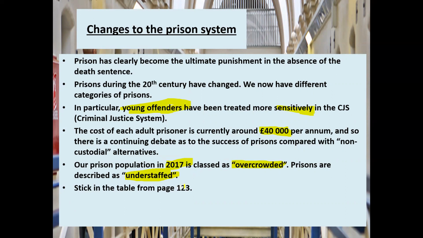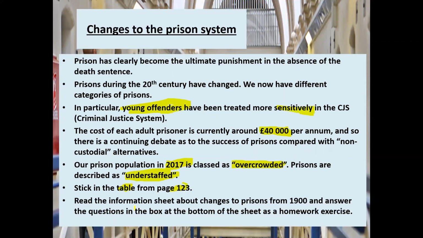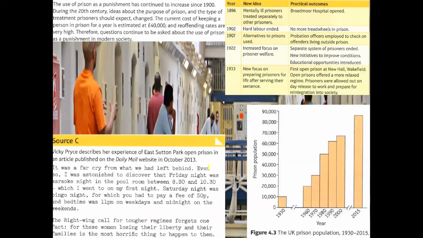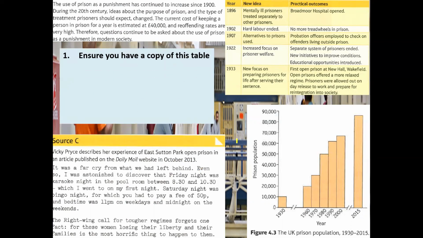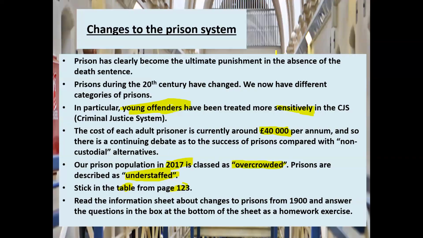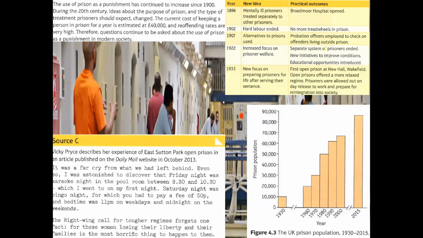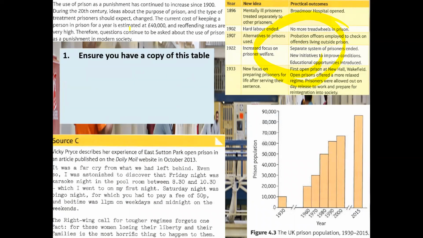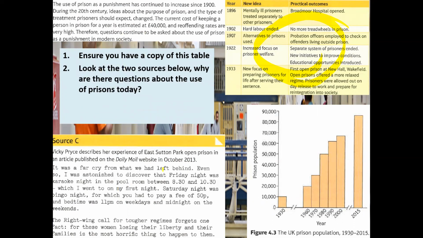So find the table on page 123, and get a copy of that, get it in your books. Ignore the information sheets because we're doing something else instead. So have a quick look here. This is the table that was mentioned in the previous scene. Make sure you've got a copy of this. Then have a look at these two sources, this one and this one. Read some of this text as well.